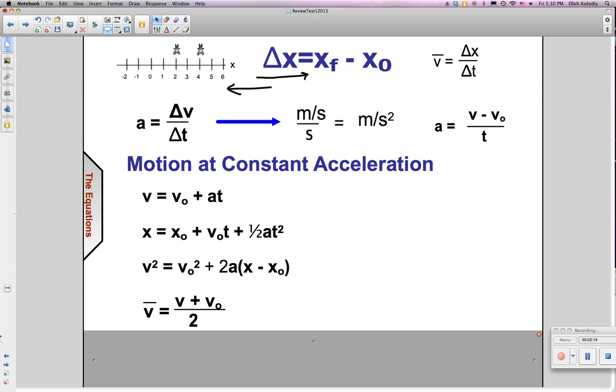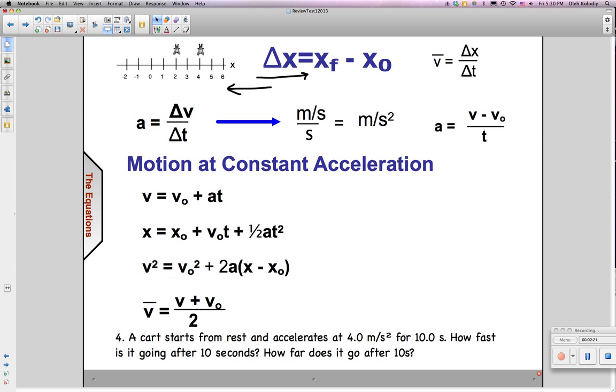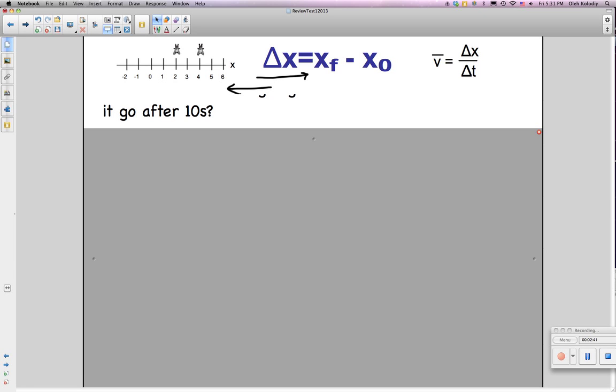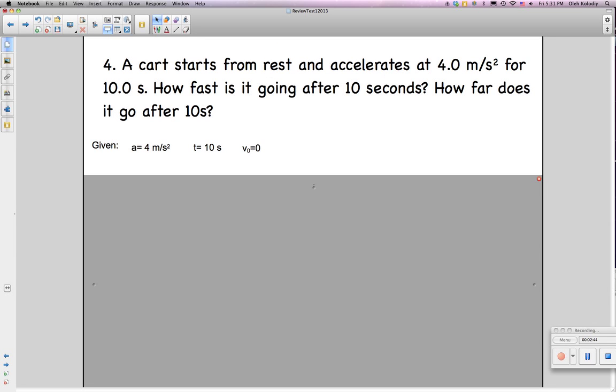So, as an example using these equations, let's solve the following problem. A car starts from rest and accelerates at 4 meters per second squared for 10 seconds. How fast is it going after 10 seconds? And then how far does it go after 10 seconds? Well, first thing to do is to write down what is given. In this case, acceleration is given, time is given, and the initial velocity is given because the car starts from rest.